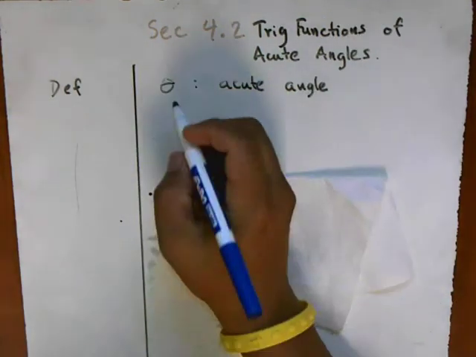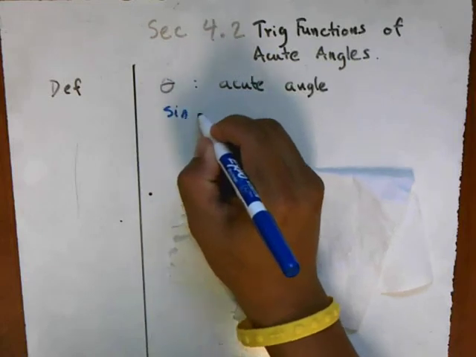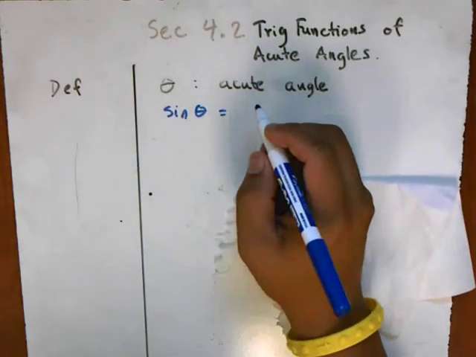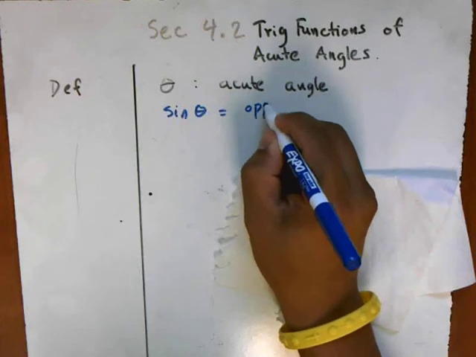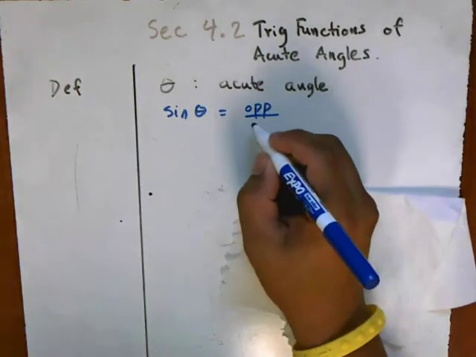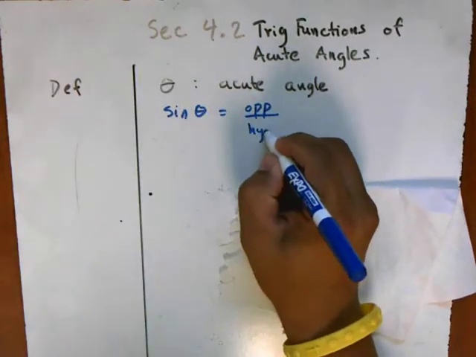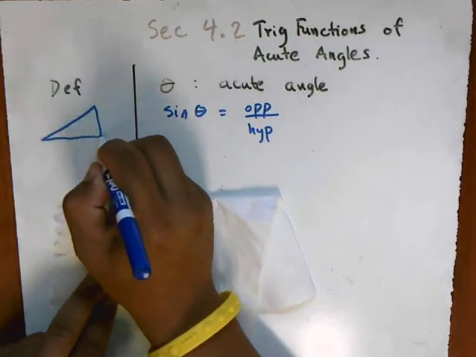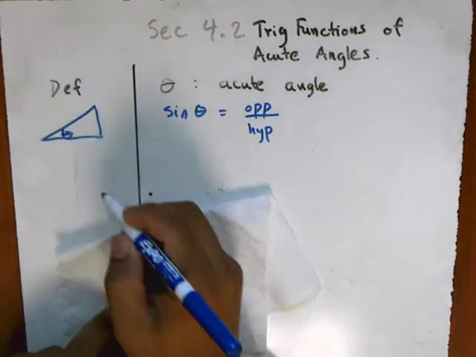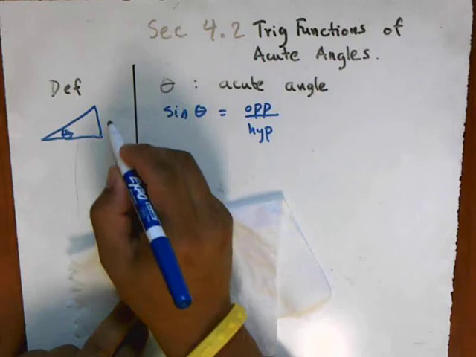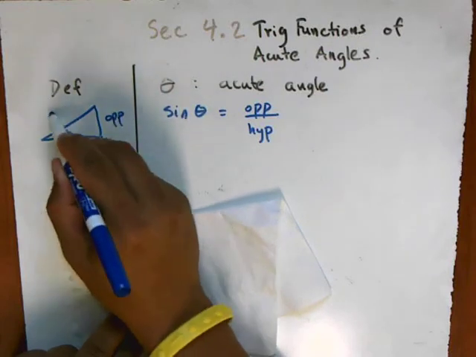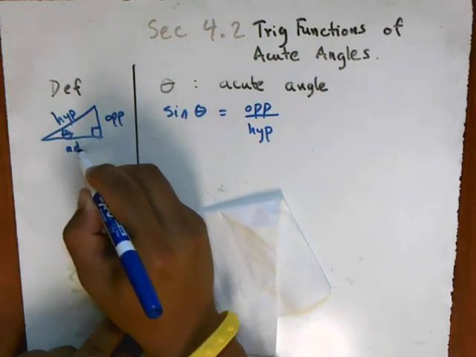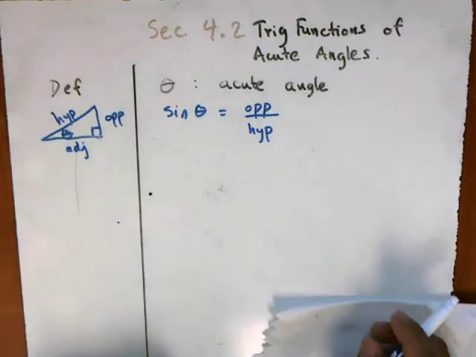And this should all be review. Sine of theta is the ratio of the opposite side of a right triangle over the hypotenuse. So that means I have a right triangle over here, and this is theta, so that's my reference angle. This is the opposite side, this is the hypotenuse, and this is the adjacent side, or the side that touches the angle.